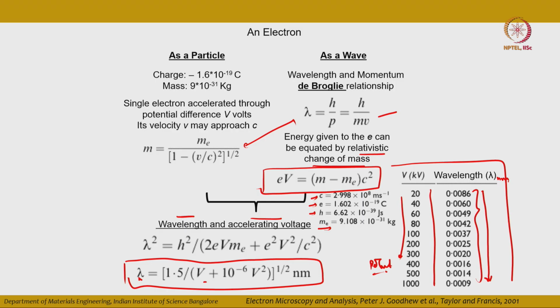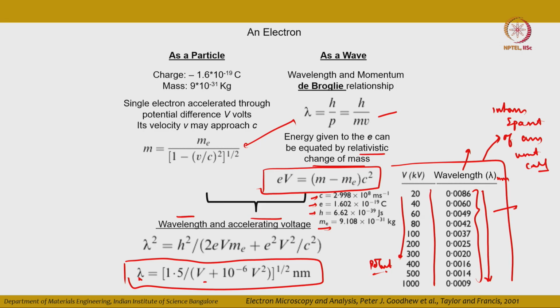These are very small distances, which are in relation to the interplanar spacings of any unit cell. So by using an electron with this wavelength, we can actually resolve the interplanar or interatomic distances. That is why we choose a lambda with a very low value.